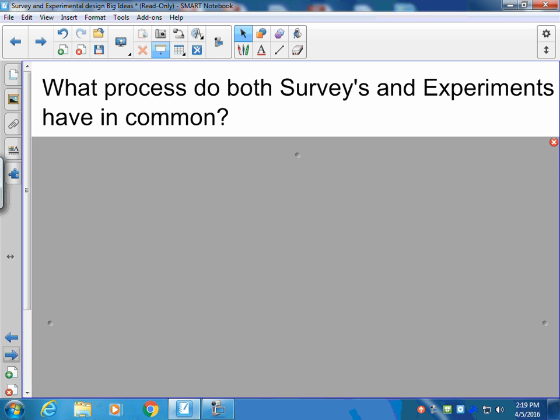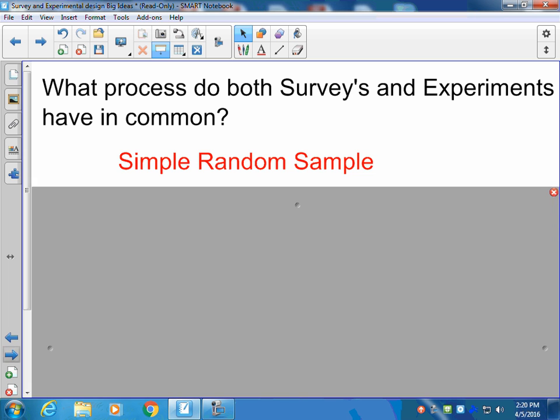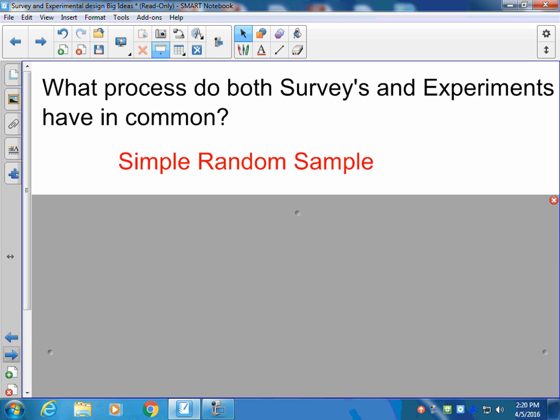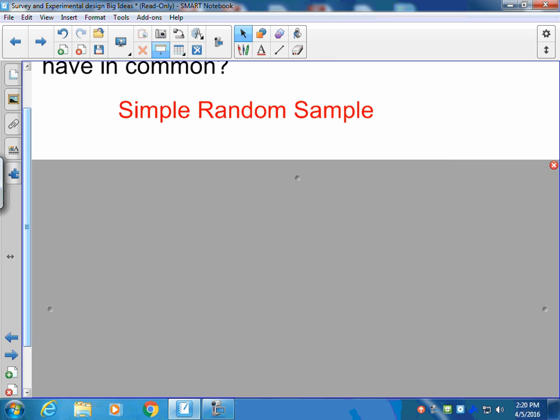Now, as we move through our topic, what process do both a survey and an experiment have in common? They both have a simple random sample in common. If you want to conduct a proper survey, or a proper experiment, they both require a simple random sample.